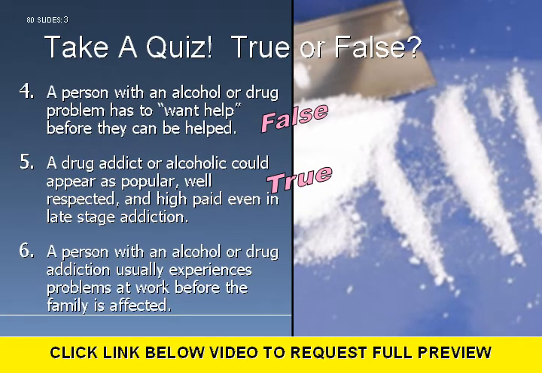Number 6. A person with an alcohol or drug addiction usually experiences problems at work before the family is affected. The answer is false. Home life or relationships are typically affected first. The economic incentive to maintain control over symptoms of a drug or alcohol problem is very great. The consequences of problems at work are far greater than at home. Indeed, experience shows that fear of job loss is the most powerful lever for influencing entry into treatment, even more so than the threat of divorce.